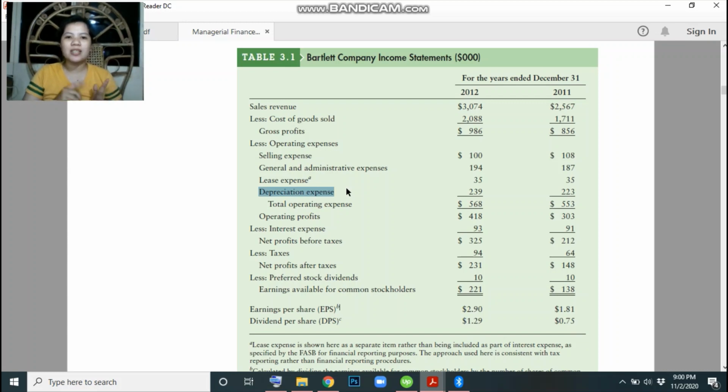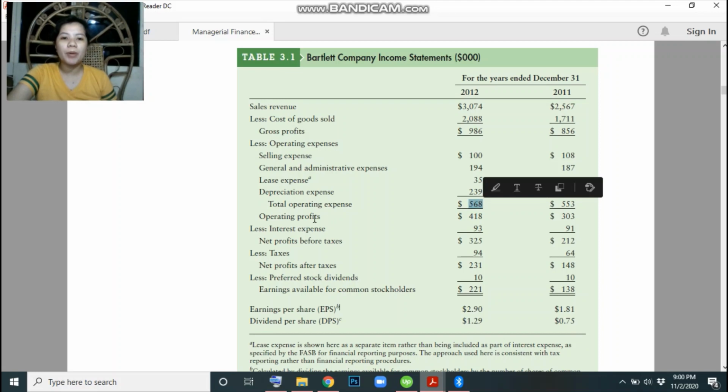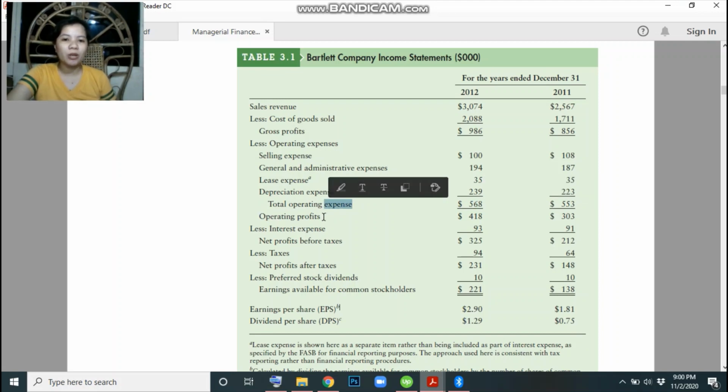So when you add your selling expense, general and administrative expense, lease, depreciation, and other expenses, that is your total operating expense. Your electricity and water are also part of your operating expenses. Okay? So gross profit less the operating expense, which here is 568, gives you your operating profit. Your earnings minus just the operating expense is your operating profit.